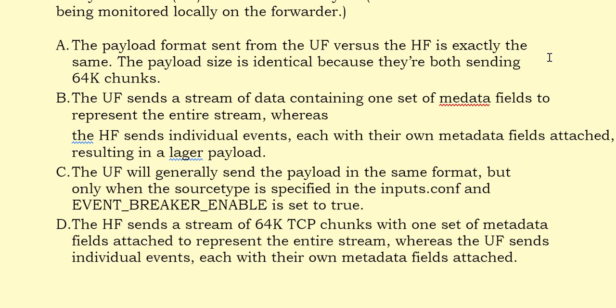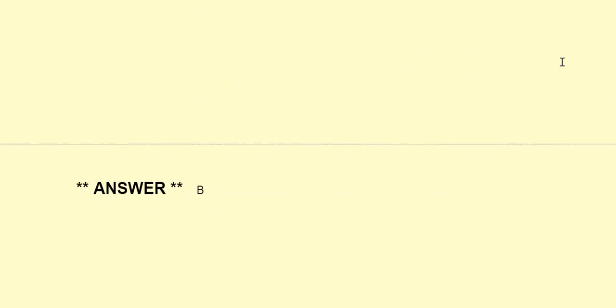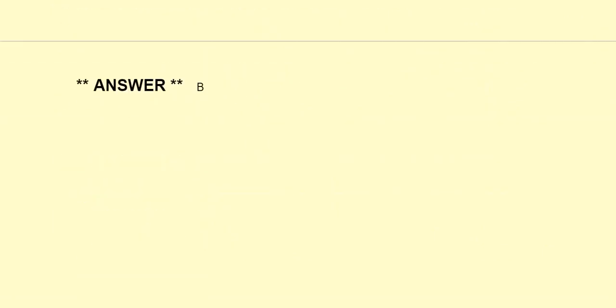Option D, the HF sends a stream of 64K TCP chunks with one set of metadata fields attached to represent the entire stream, whereas the UF sends individual events, each with their own metadata fields attached. The correct answer is option B.